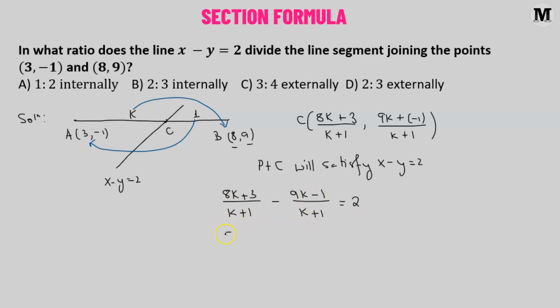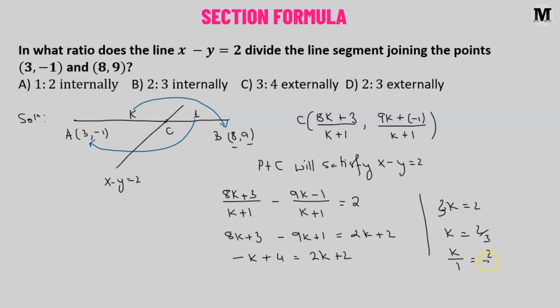So let's multiply throughout with (k + 1). So we have 8k plus 3 minus (9k minus 1) equals 2k plus 2. So 8k minus 9k is -k, plus 3 plus 1, that's 4. This will be equal to 2k plus 2. Or simply put, we have 3k equals 2. So k will be 2 is to 3. Or we can say k is to 1, that's the ratio, 2 is to 3.